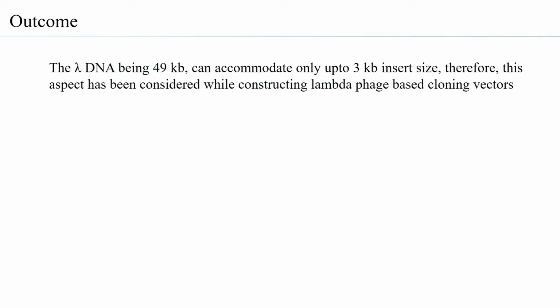The Lambda DNA being 49 kb can accommodate only up to 3 kb more of DNA, and so the insert size would be around 3 kb. Therefore, this aspect has to be considered while constructing the Lambda phage. For if the size of the insert is only 3 kb, then the lambda phage is not an attractive cloning vector. And basically the 3 kb is because it can accommodate up to 52 kb of insert size in the capsid that is formed for the lambda phage.